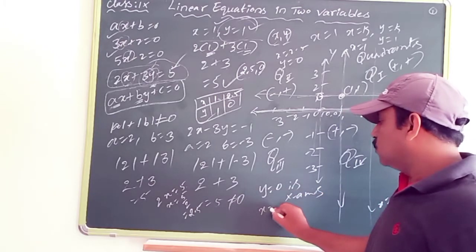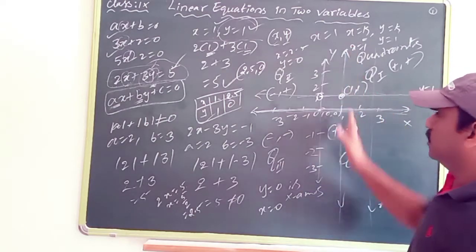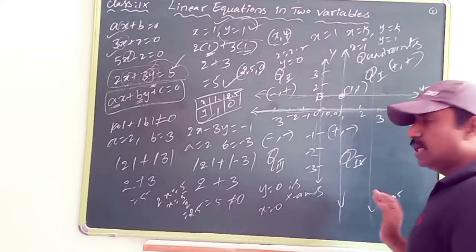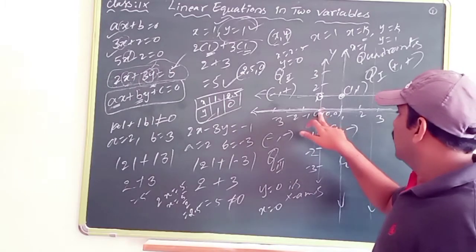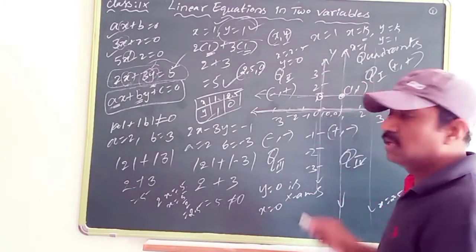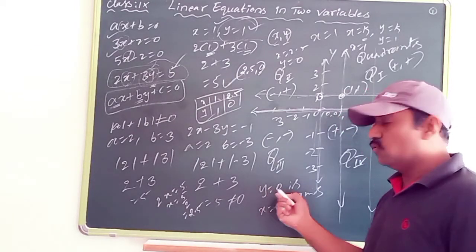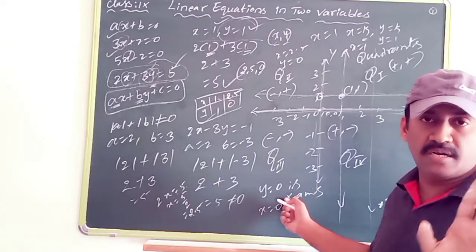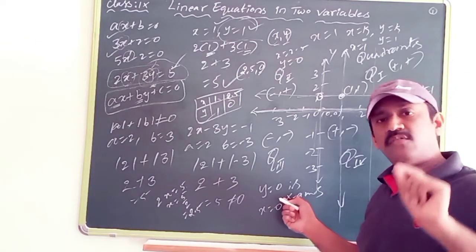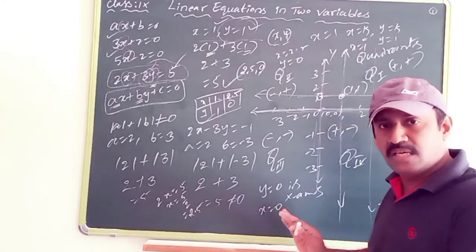Then x is equal to 0. Yes, it is the y-axis. For example, x is equal to 1, I have drawn a line here. x is equal to 2.5, I have drawn a line here. Now x is equal to 0, so at 0 I should draw a line here. This is the y-axis. So x is equal to 0 is the y-axis. y equal to 0 is the x-axis. Very important point, these two, and very important for short answers. x is equal to 0 is the y-axis, y equal to 0 is the x-axis.